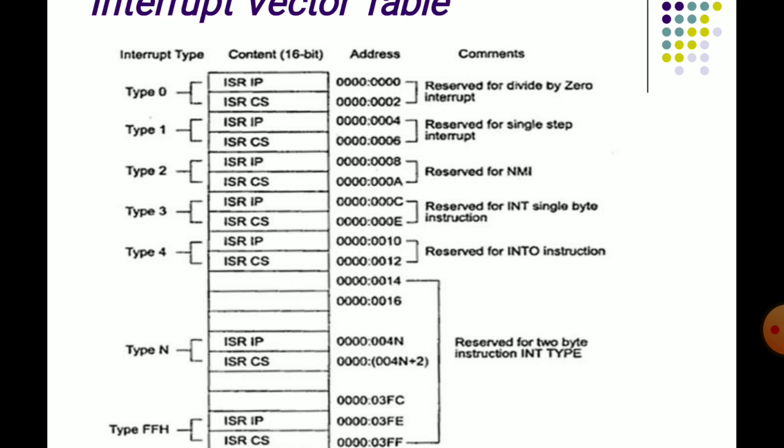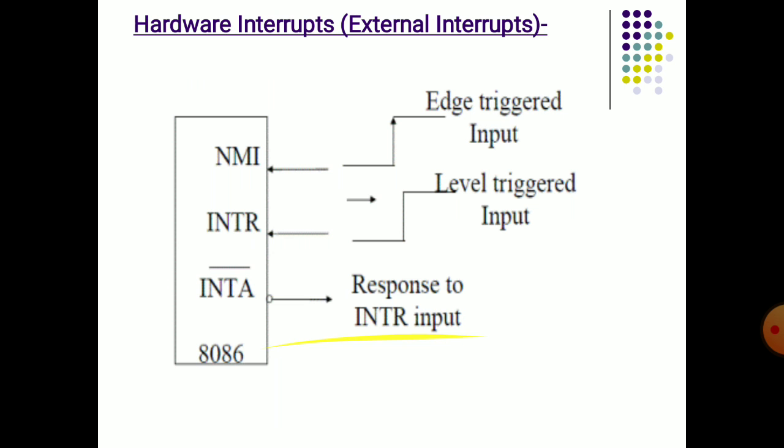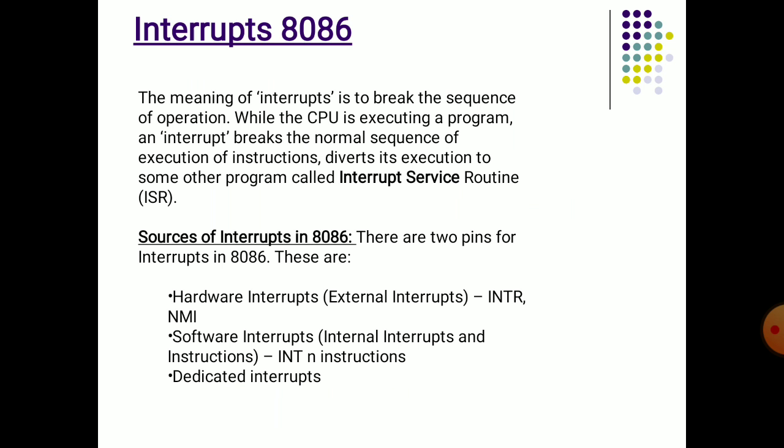Type 0 is for the divide by 0 interrupt, type 1 is for the single step interrupt, type 2 is for the non-maskable interrupt, type 3 is for the breakpoint interrupt, a single byte instruction, and type 4 is for the overflow interrupt, a software type instruction. So these are the dedicated interrupts used in the 8086 microprocessor. Interrupts are mainly classified into hardware interrupts, software interrupts and dedicated interrupts.